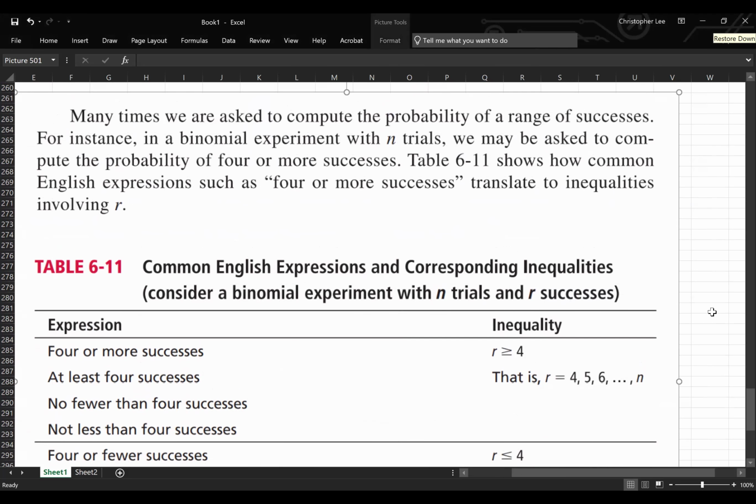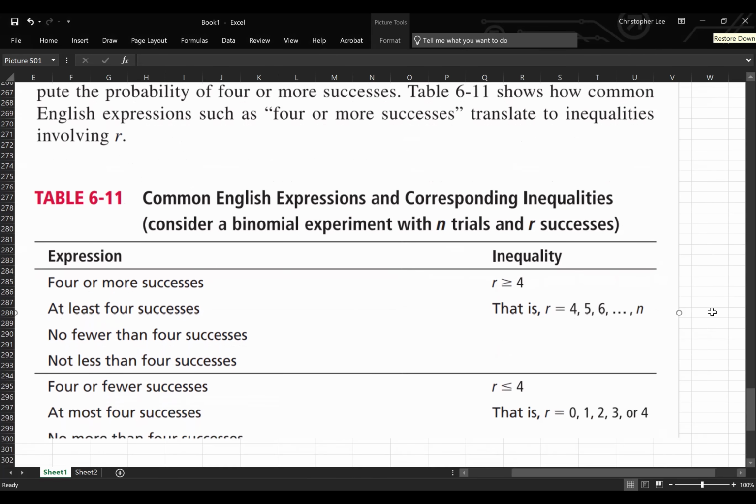Many times we're asked to compute the probability of a range of successes. For instance, in a binomial experiment with n trials, we may be asked to compute the probability of 4 or more successes, right? This table is going to show how common English expressions such as 4 or more successes translate to inequalities involving R, right? So this is the sauce right here.